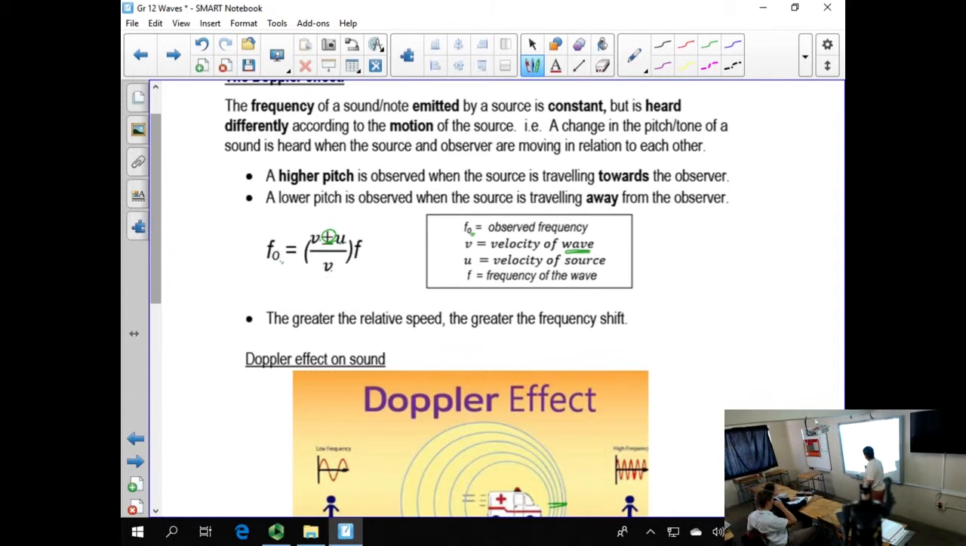Minus. All right, people. v is the velocity of the wave. u is the velocity of the source. For example, the ambulance. The velocity of the wave is the sound wave of 340 meters per second, and then divided by the speed of sound. And then f is the frequency of the source, the frequency of the sound that was generated. All right. Please have a look at that. It's usually going to be 340, and 340 plus or minus the speed of the object.